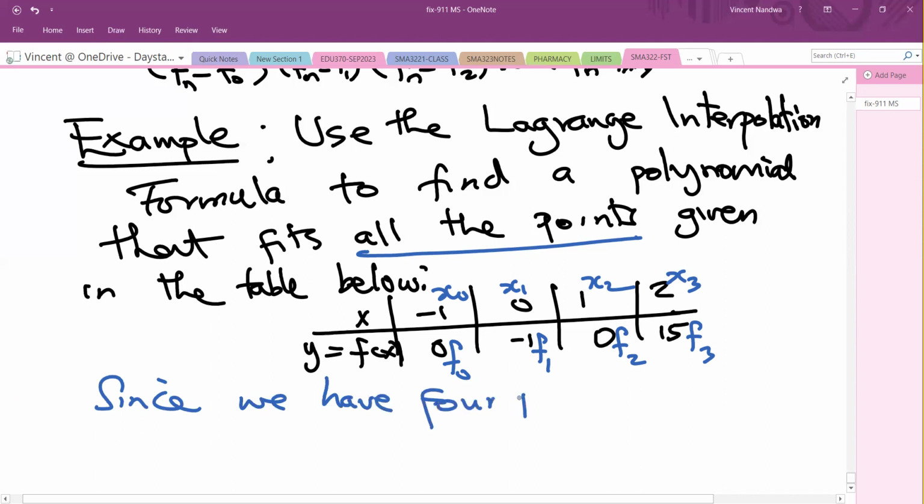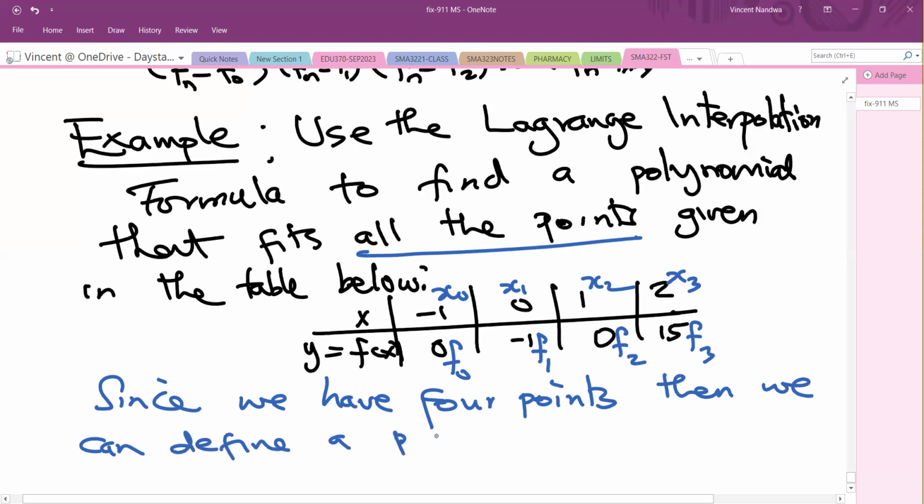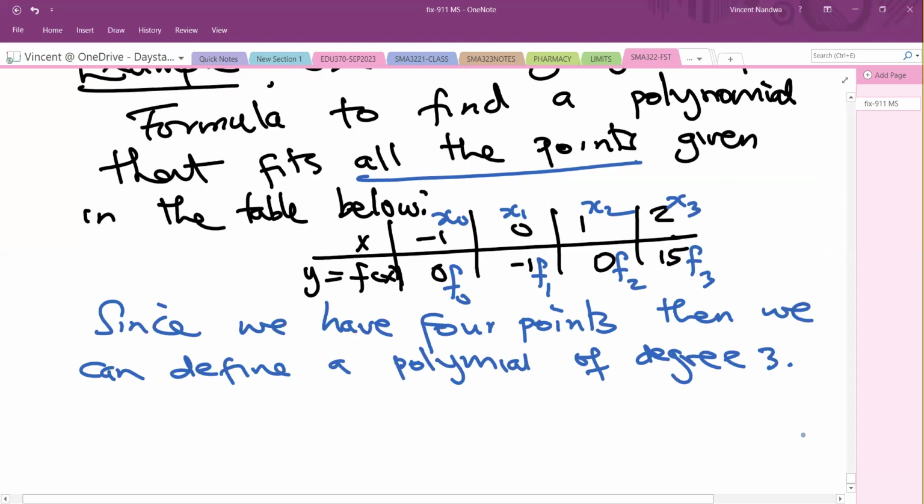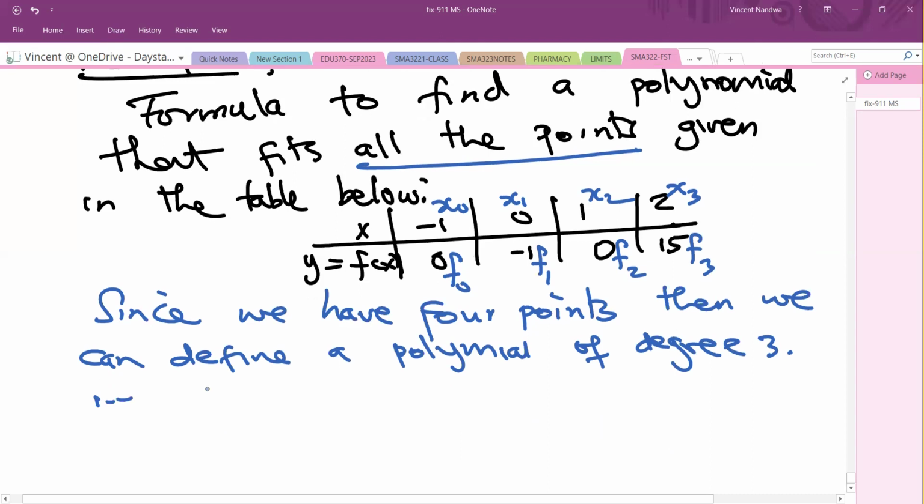So since we have 4 points, then we can define a polynomial of degree 3, i.e., we expect our polynomial to be of this form, f of x equals to. Sometimes we can write P3 to mean a polynomial of degree 3. It will be a polynomial of this form.